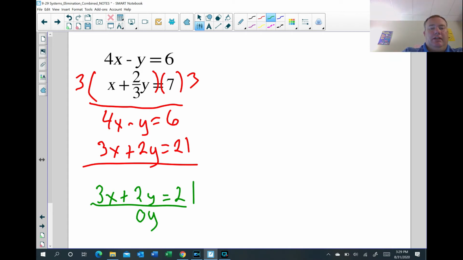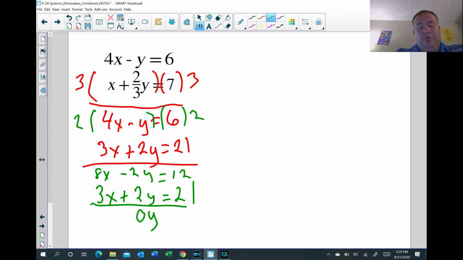To get 0y, that means this negative 1y has to become a negative 2y. So what do you have to multiply negative 1 by to get negative 2? Well, you multiply it by 2. So that's how you're going to change the first equation. You're going to change the first equation by multiplying it by 2, and that means everything by 2. 2 times 4 gives me 8, so I get 8x. 2 times the negative 1y will give me negative 2y. The 6 times 2 is 12. From here, now if I add, I will now eliminate a variable. I'll eliminate y. So I end up with 11x, 0y equals 33.